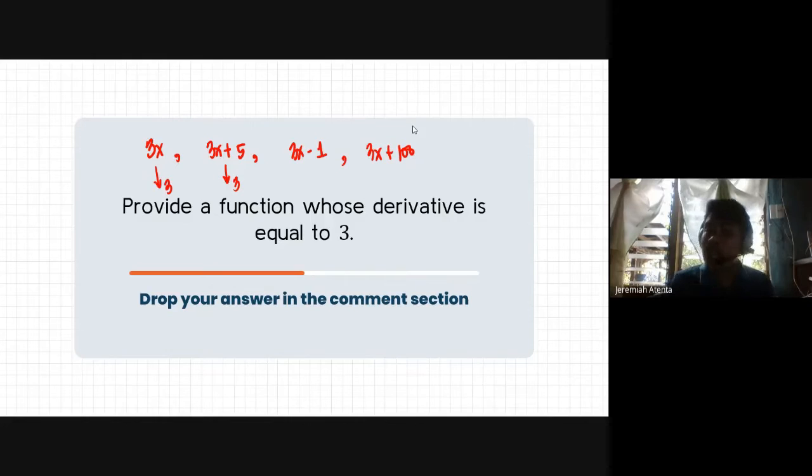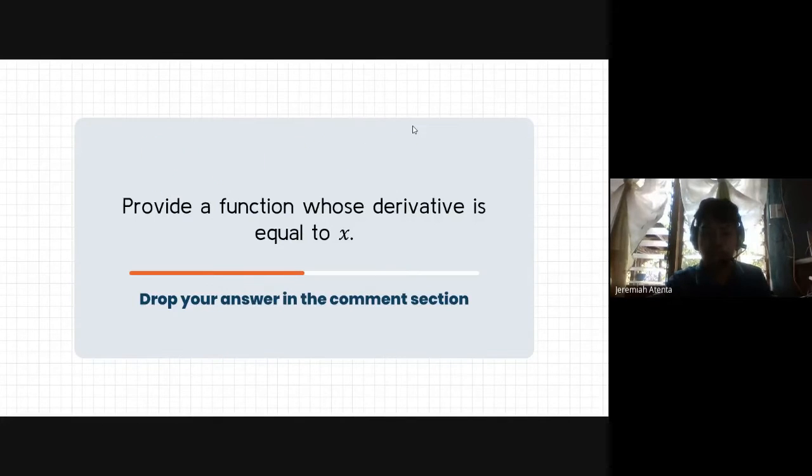Now, what if I change the derivative? From 3, I will make it x. Can you provide a function whose derivative is equal to x? Provide a function whose derivative is equal to x. If you are going to provide a function, make sure that if you differentiate the function, the answer will always be equal to x. Okay?